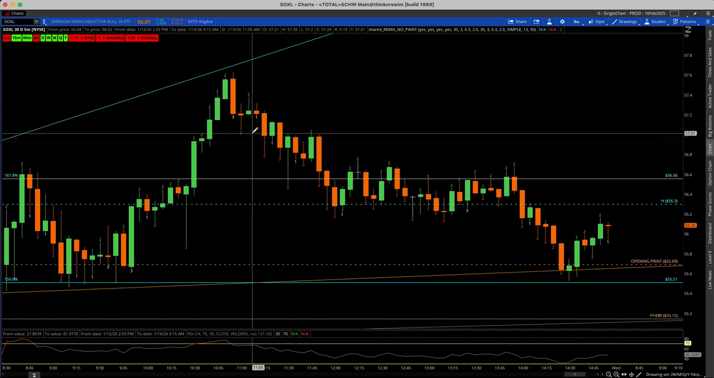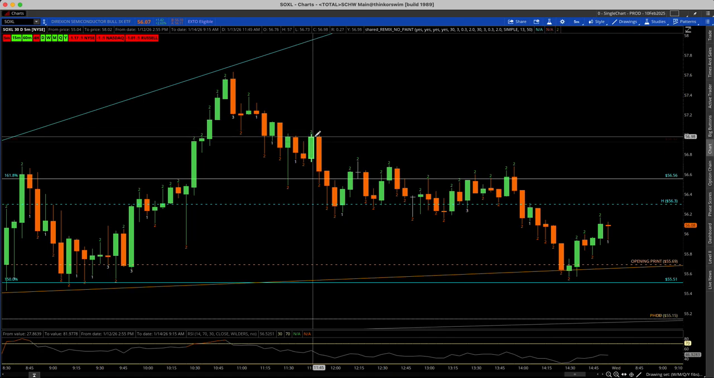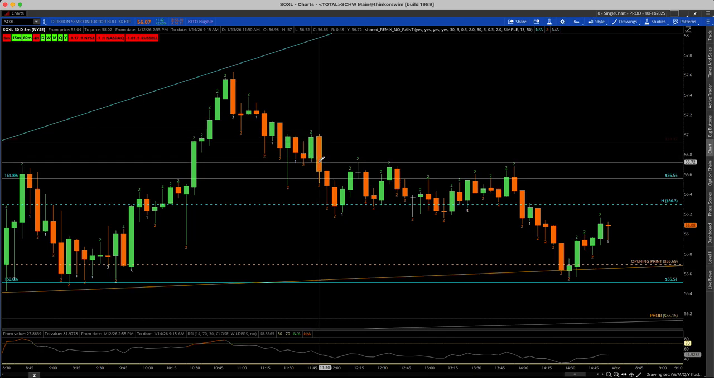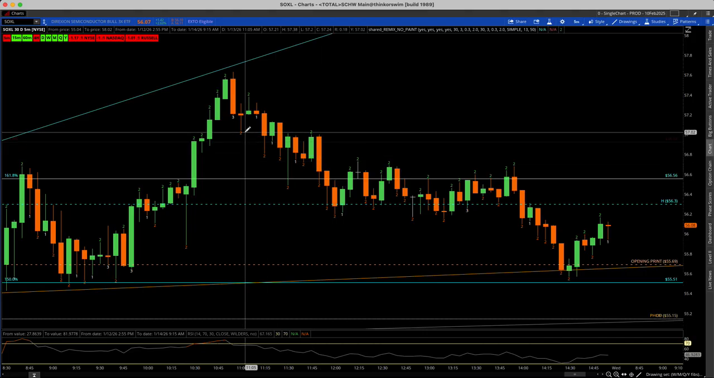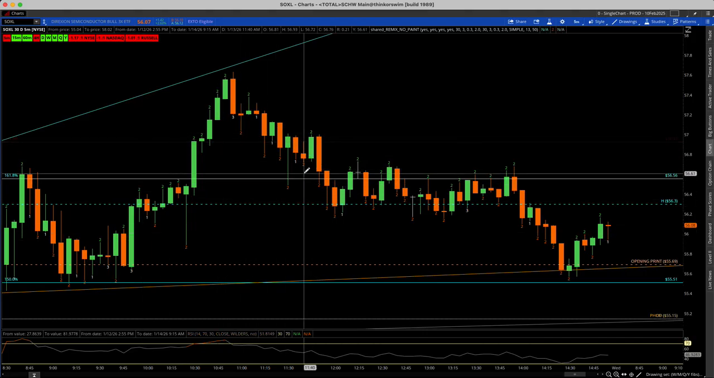We did leave some runners, but you can see we had this lower high right here. Once we went lower low here, we went ahead and exited the rest of those runners. Not as much profit as the initial sell that we had, but it was still a profitable position at that point still.